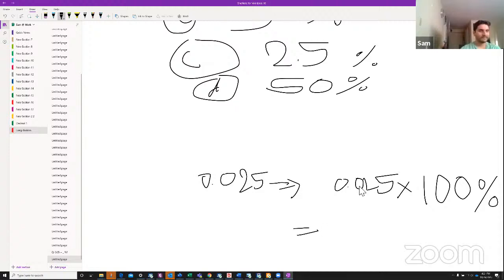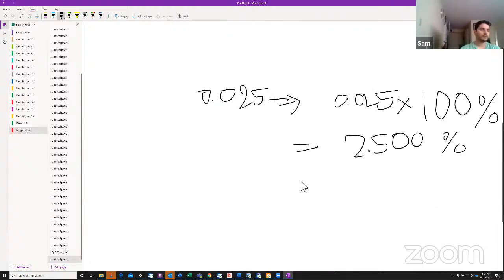So if this is 0.025 times 100, 25 times 100 is going to be 2500. But we're going to look at the decimals. See how many digits we have after the decimal. 1, 2, 3 digits after the decimal. So we're going to put the decimal after 3 digits. 1 digit, 2 digits, 3 digits. So this we can rewrite as 2.5 percent.